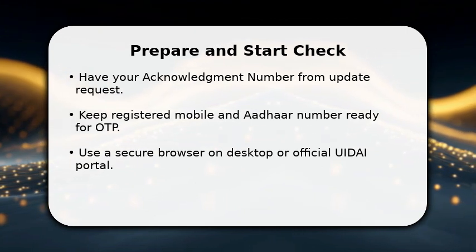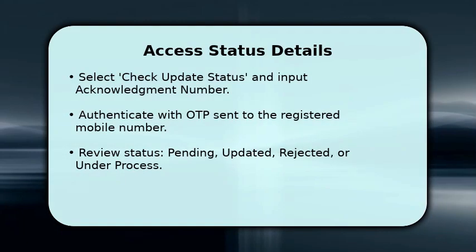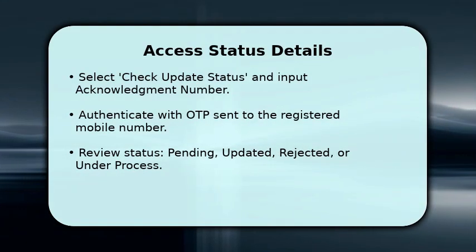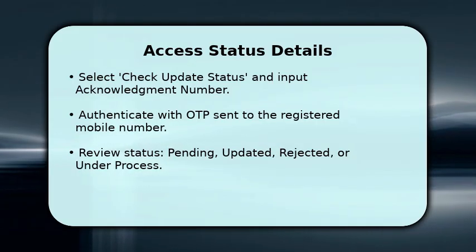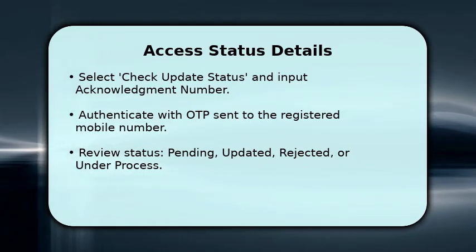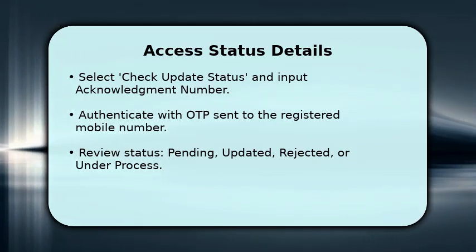Once authenticated, you navigate to the status details screen where the portal shows stepwise progress. You will see timestamps and the current state. This tells you whether verification, demographic update, or biometric processing is pending. If the status shows under process, note that biometric or manual verification may be ongoing. If updated, the change is complete and you can download the e-Aadhaar. Keep a screenshot or note of the status for follow-up.